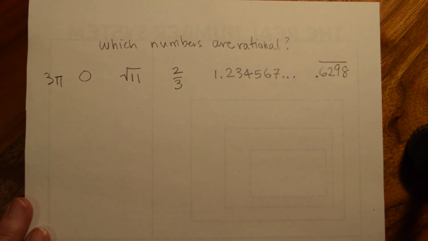So how about you turn off the video for just a second or pause it and then go through, and I want you to circle any numbers that are rational and X out numbers that are not rational or are irrational.